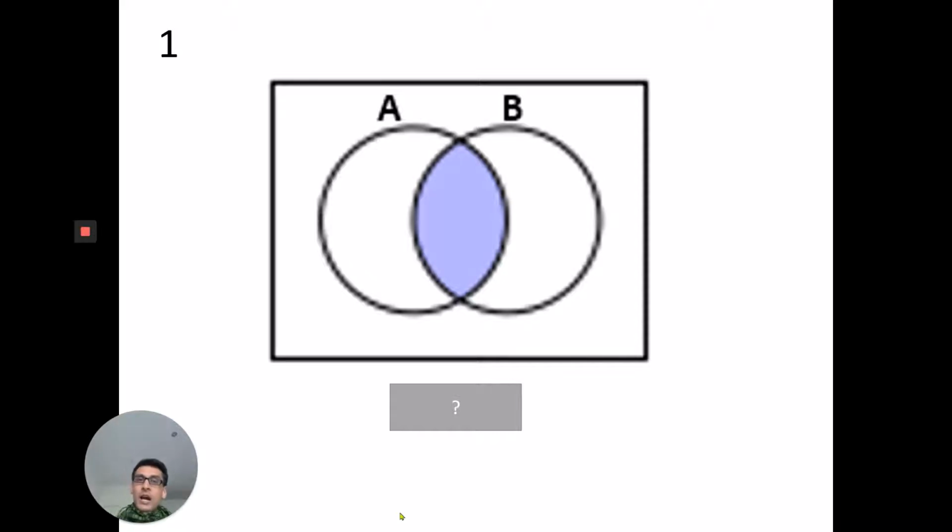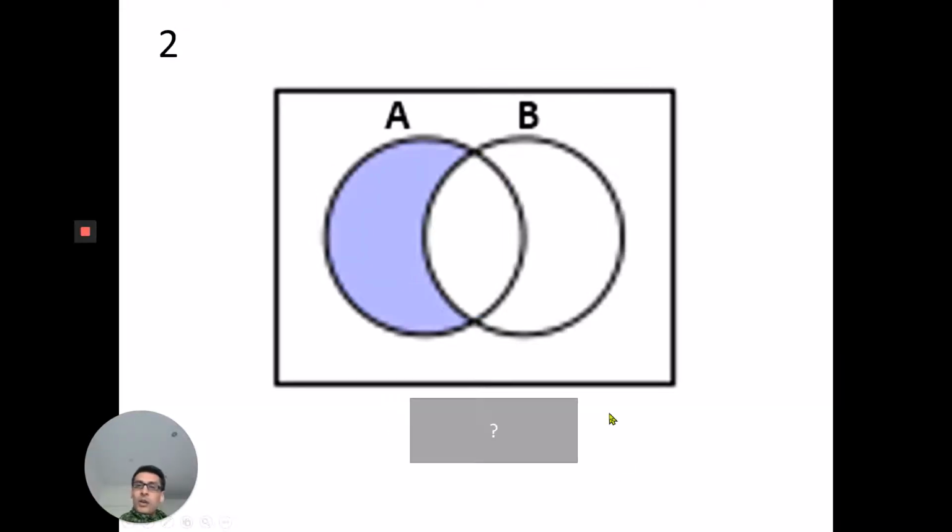Okay, so start with question 1. How could you use set notation in this case? So have a go. So this one should be fairly straightforward. It's one of the main ones that you copied out at the beginning of the very first video. You can see it's the intersection of A and B. So A intersection B.